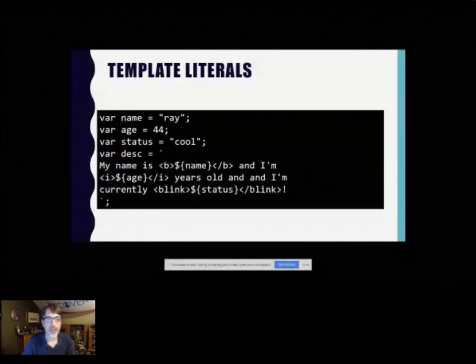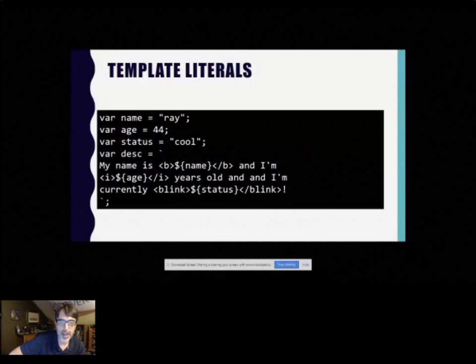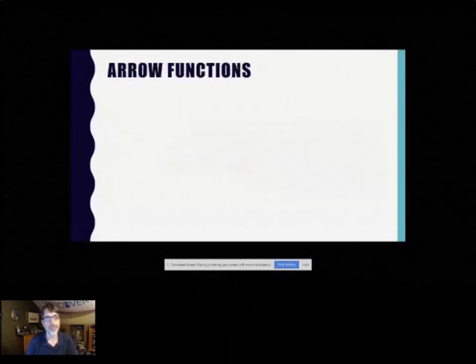So with a template string, I literally change to a backtick, and that's what tells the browser it's a template string. I can actually embed both new lines and variables inside my string. It's like a lightweight template engine for JavaScript, and this is super useful.